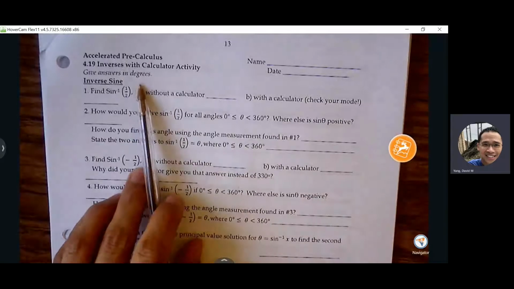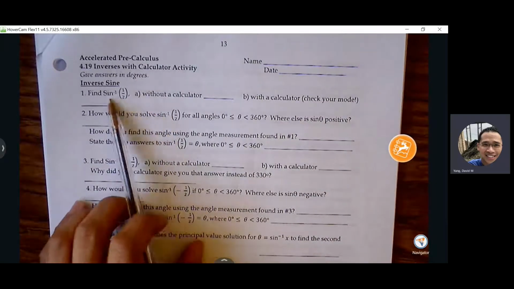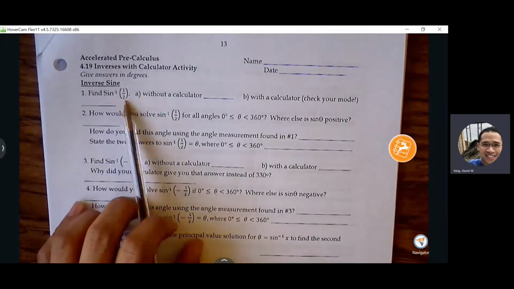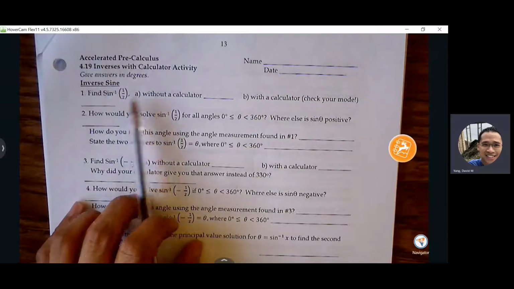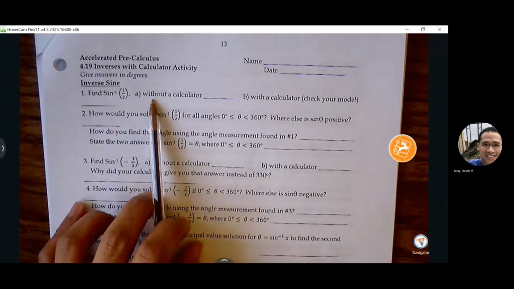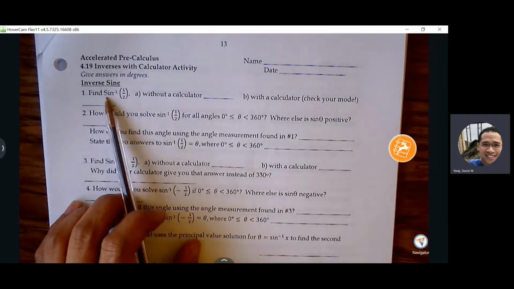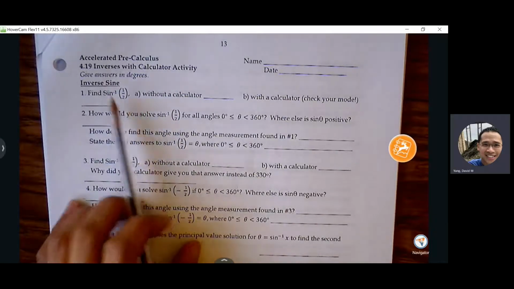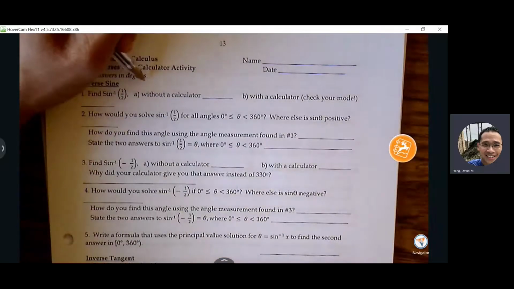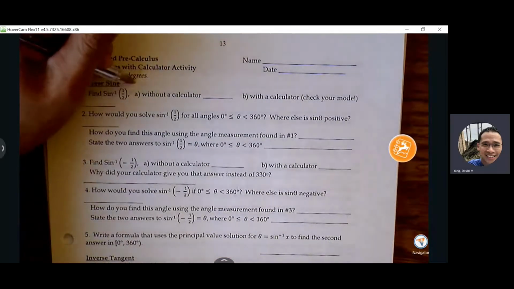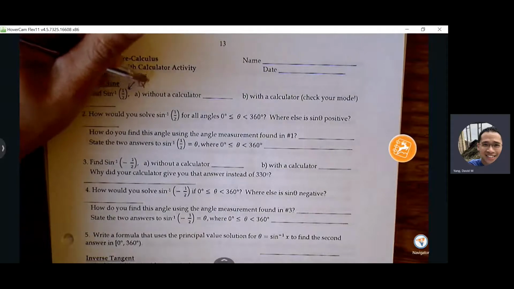Okay, so we're going to give our answers in degrees. Today is degrees day. It says find inverse sine of 1/2 without a calculator. So this is uppercase S. We know that we're dealing with principal values. Positive means that we're dealing with first quadrants.